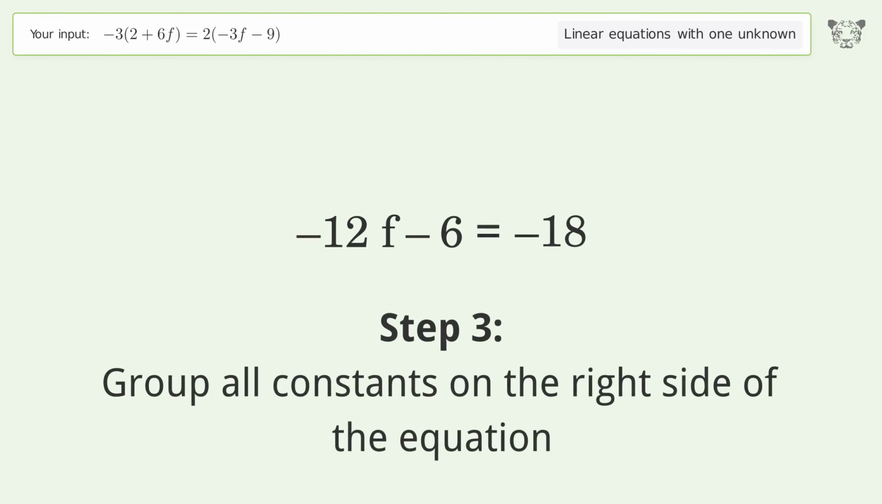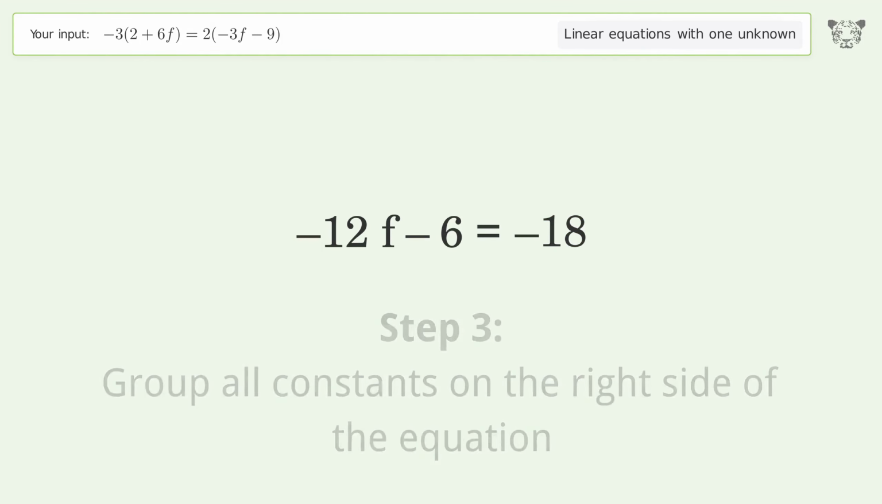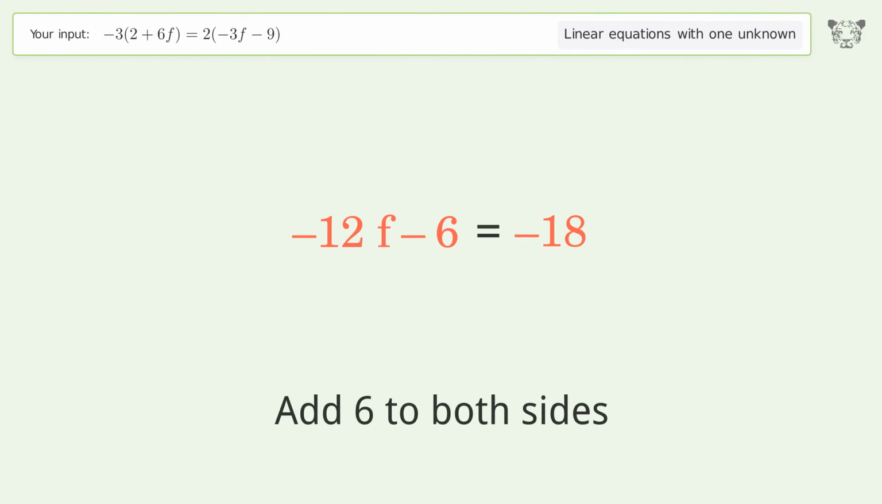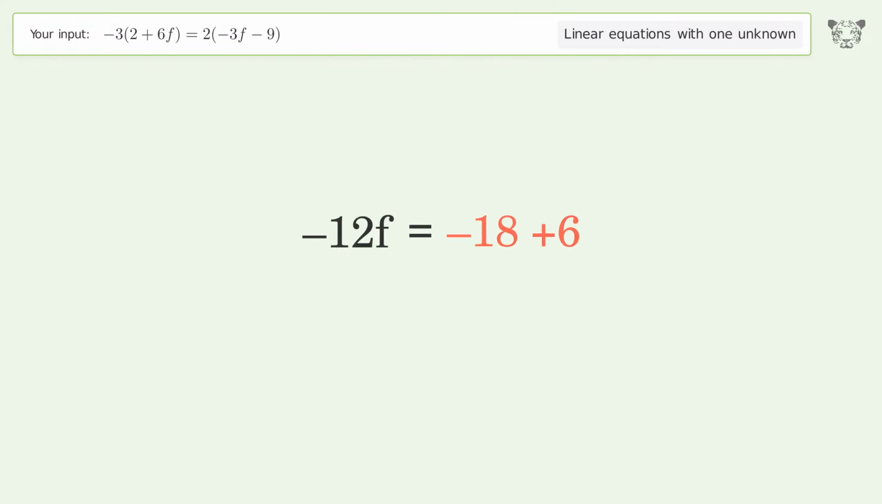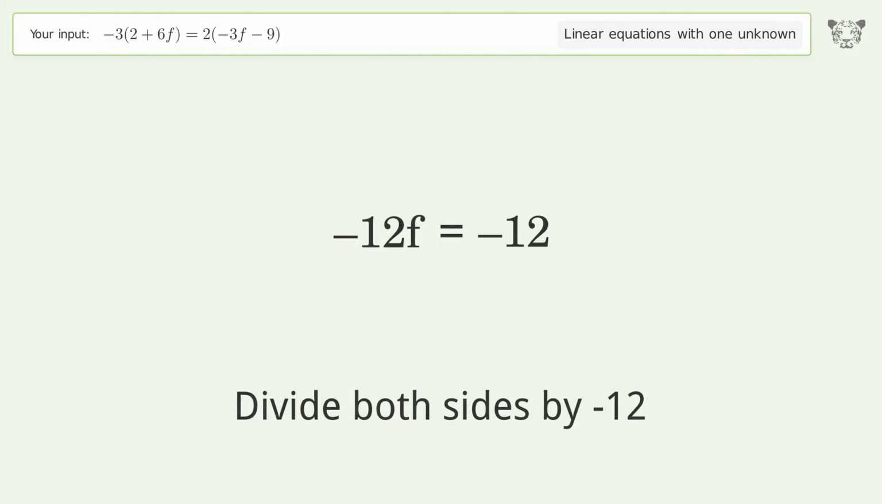Group all constants on the right side of the equation. Add 6 to both sides. Simplify the arithmetic. Isolate the f. Divide both sides by -12.